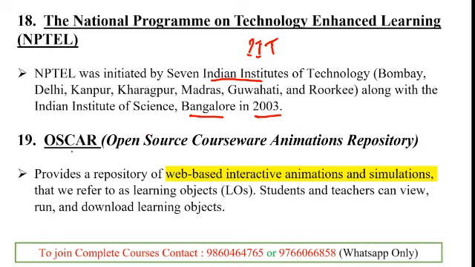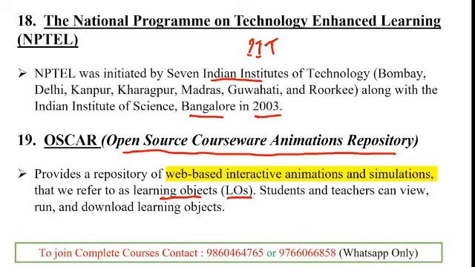And the next important one, Oscar. You can see one of the awards related to Oscar. That is not the Oscar. It is for Open Source Courseware Animation Repository. Open Source Courseware Animation Repository, and it is the web-based interactive animation and simulation. And this refers to the learning objects. Thus, the students and teachers can view, run, and download the learning objects.